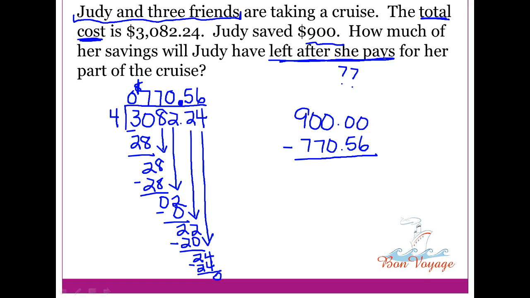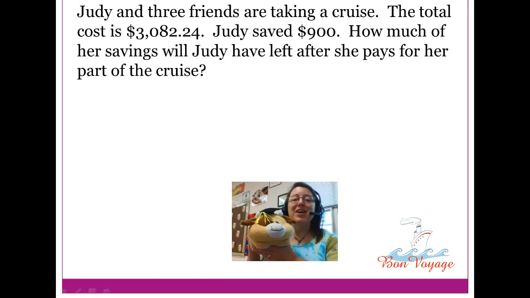Now we need to borrow, so the 9 becomes an 8, and that will be 10, but that doesn't solve our problem, so we borrow again, and we'll borrow again, and borrow one last time. When we subtract, 10 minus 6 is 4, 9 minus 5 is 4, 9 minus 0 is 9, 9 minus 7 is 2, and 8 minus 7 is 1. That means that Judy will still have $129.44.